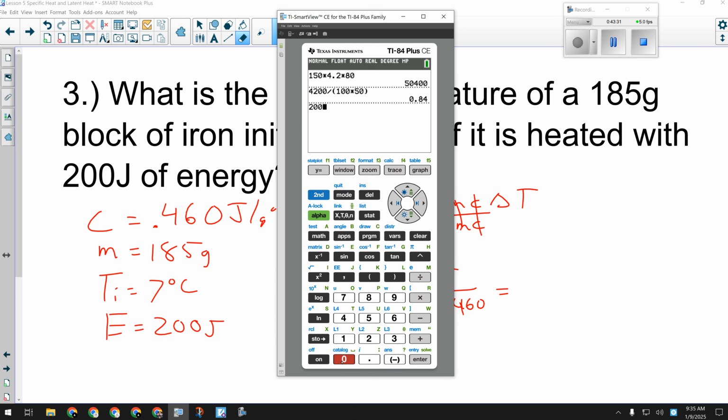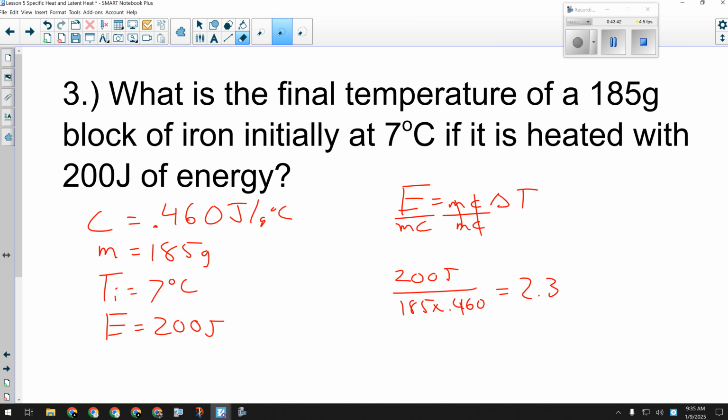So 200 divided by 185 times 0.46 gives 2.35 degrees Celsius. That's how much it changes by. If it started at 7, what's it going to be now? 9.35 degrees Celsius. Not too tough. So T final would just be T initial plus the change in T, no different than any other delta calculation we've done before. Questions on that one?